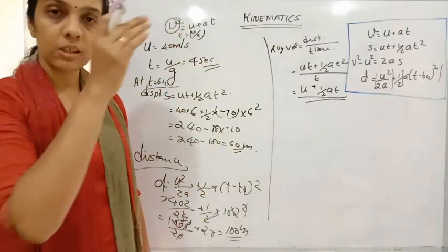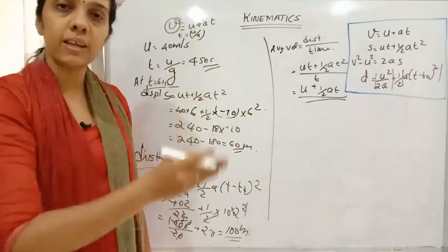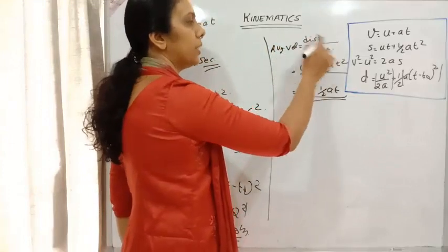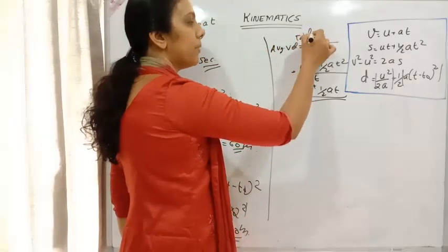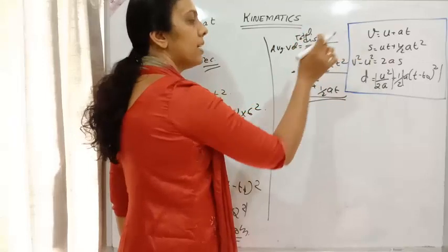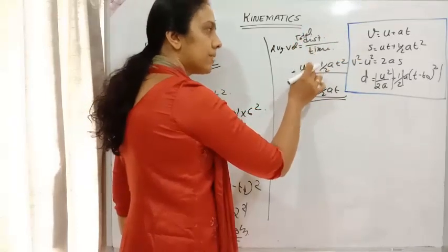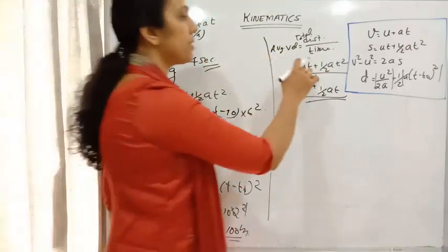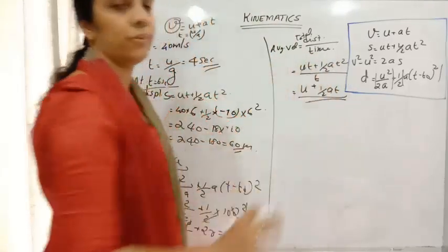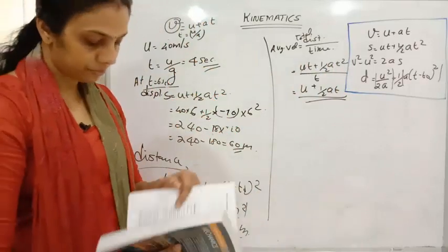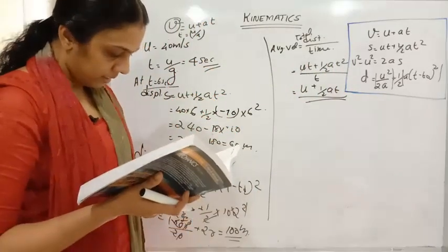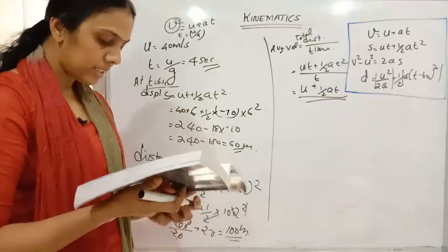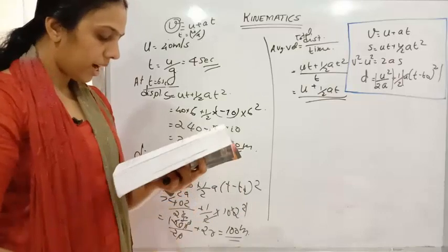So if the object is in rectilinear motion, average velocity will be total distance traveled divided by total time. Total distance traveled we can find out using this formula, because distance and displacement will be the same if it is moving in a straight line path. Ut plus half at square divided by t, you will get the answer like this. Okay, clear? Next one.